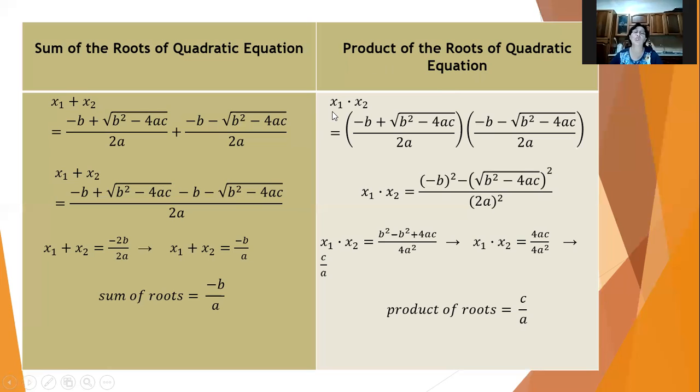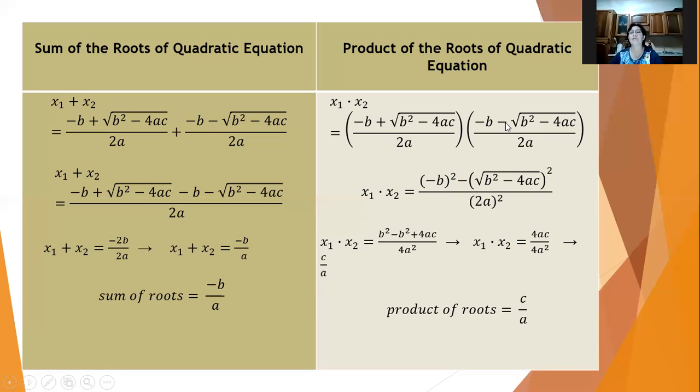Let us substitute the value of x sub 1 based on the quadratic formula, where x sub 1 is equal to negative b plus square root of b squared minus 4ac over 2a, times x sub 2, again, negative b minus square root of b squared minus 4ac over 2a. Then we have to simplify again. X sub 1 times x sub 2. We have negative b times negative b, which is the same as negative b squared.